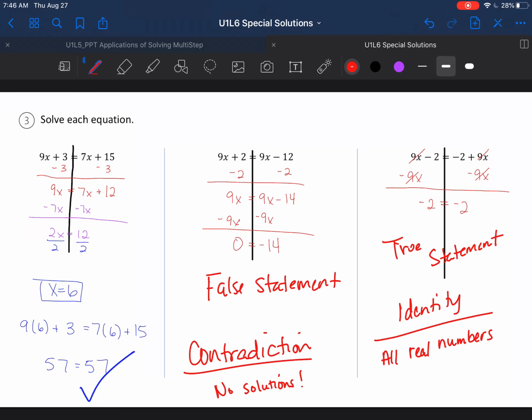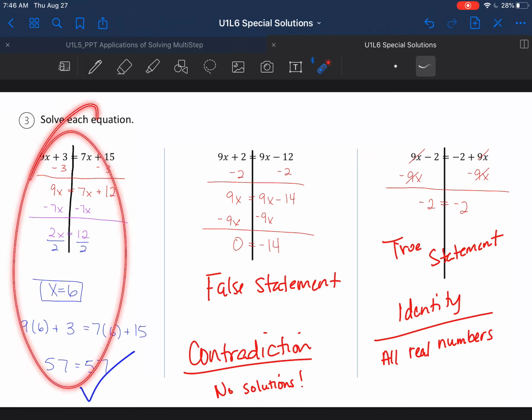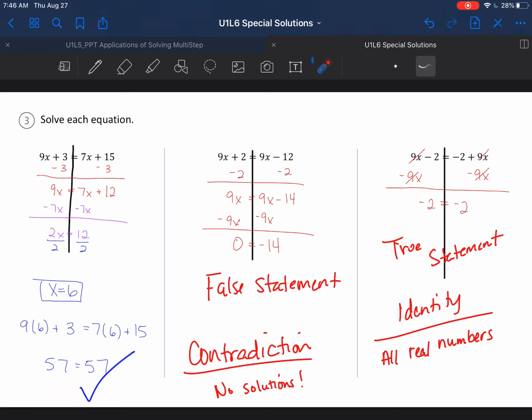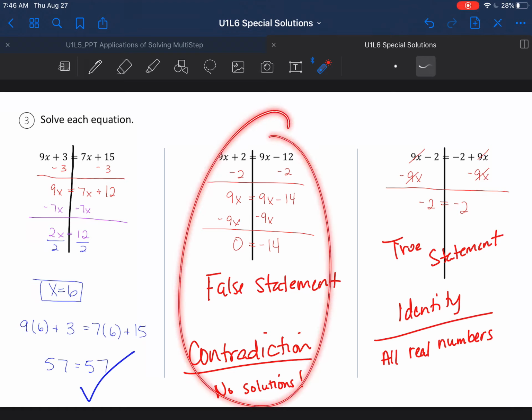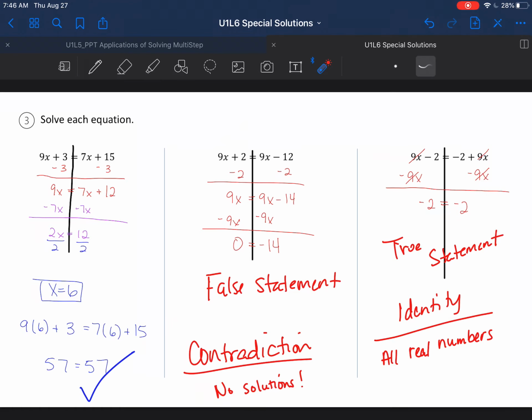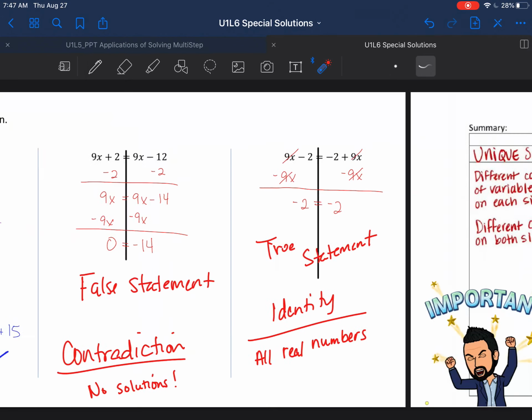So these were the three types of equations that you can see. Here on the left, you can see that we will end up with equations that have unique solutions. This is what you've been working on solving for the past few days. Today I'm introducing no solution equations, and I'm introducing infinitely many solution equations. So those are going to be the three types that we can solve here in algebra.